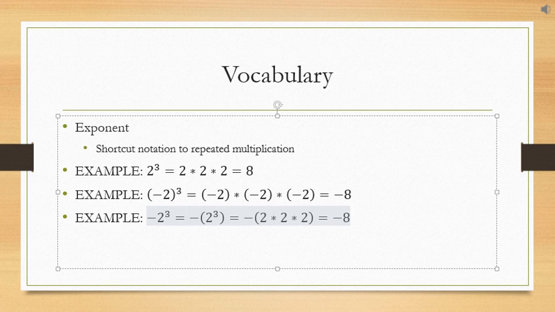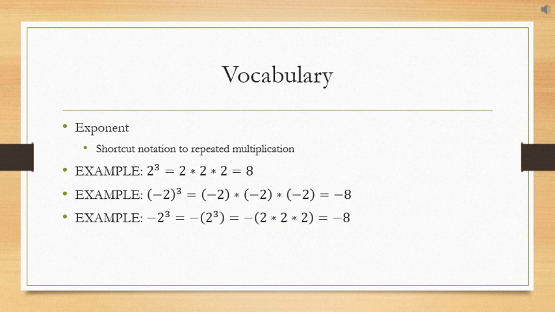The parentheses do make a very big difference because it's the difference between taking negative 2 and multiplying it by itself 3 times, or multiplying 2 by itself 3 times and then making it negative at the end. It does make a very, very big difference, so please be careful as you're going through some of the activities, that way you don't get tripped up.